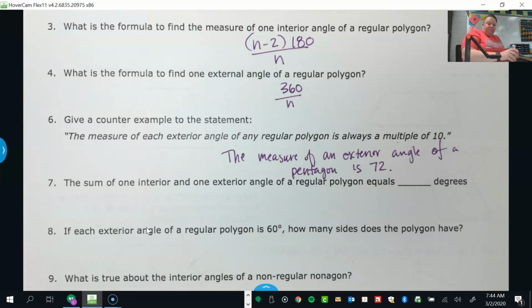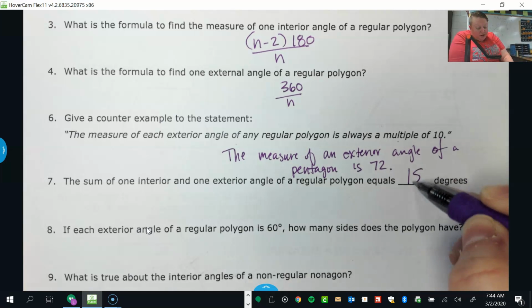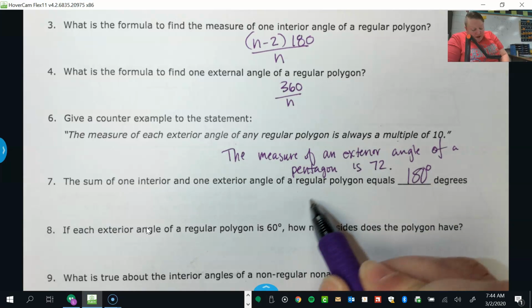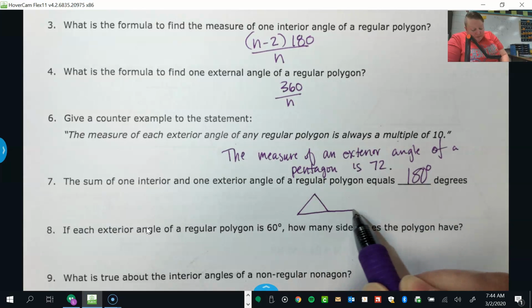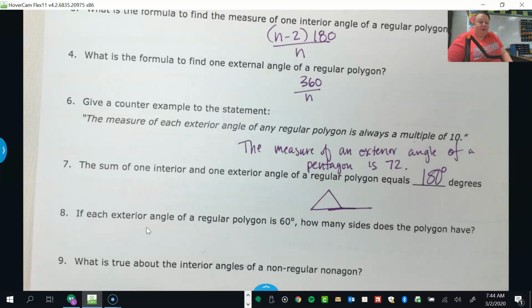The sum of one interior and one exterior angle of a regular polygon always equals 180 degrees because the angles form a linear pair.